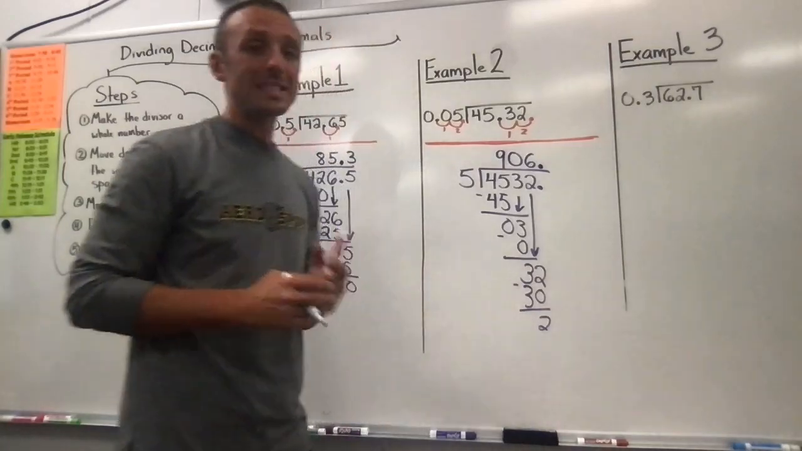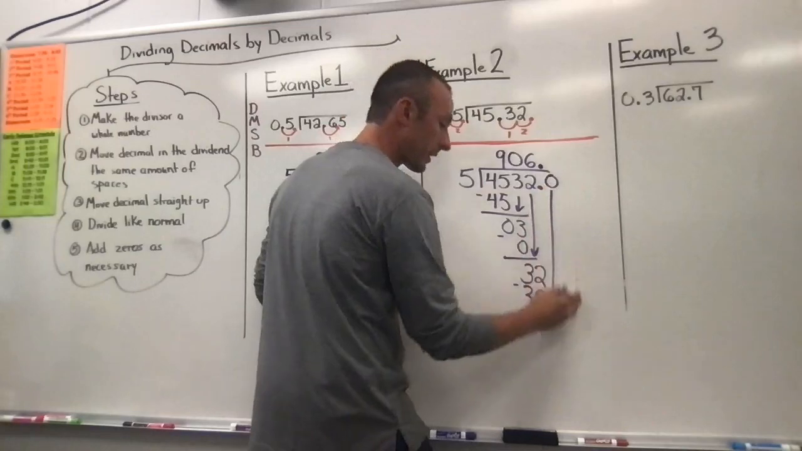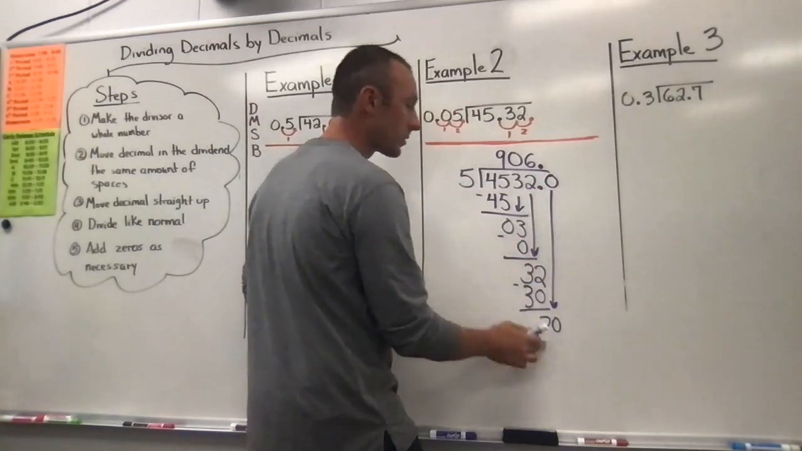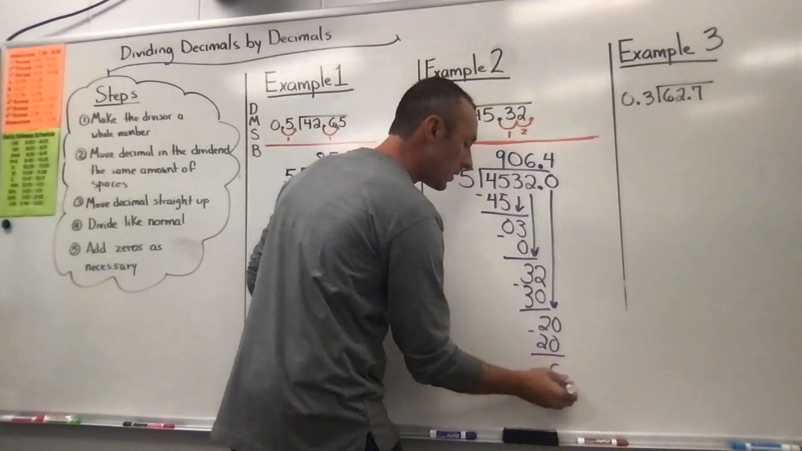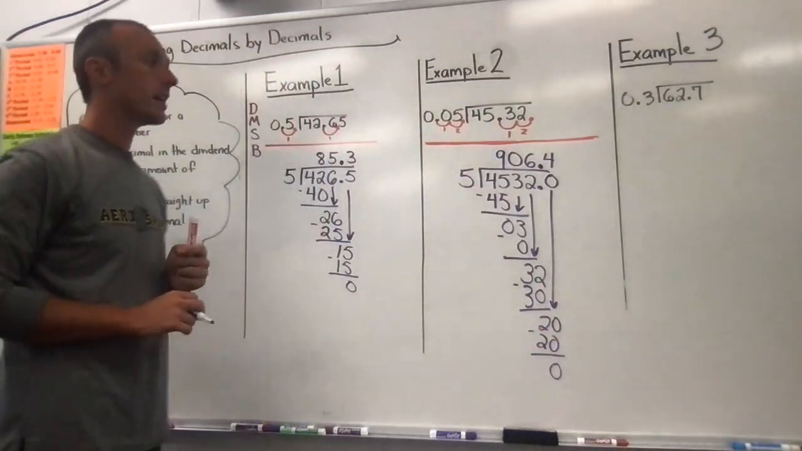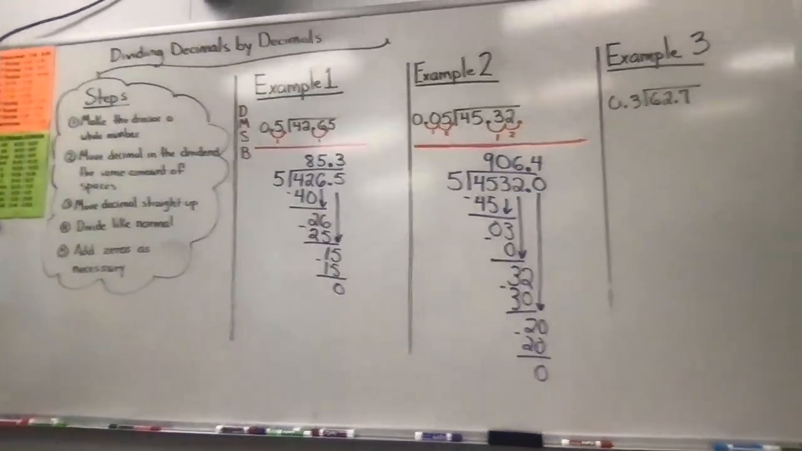So what I have to do is add a 0, and I add that 0 at the end after the decimal. I bring it down, and 5 goes into 20 4 times. And there's my answer, 906 and 4/10. Okay, let's try another example.